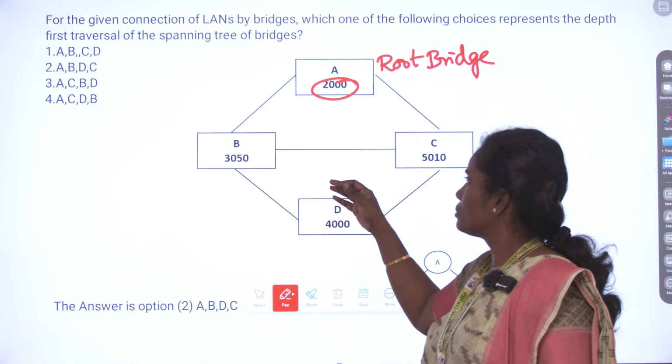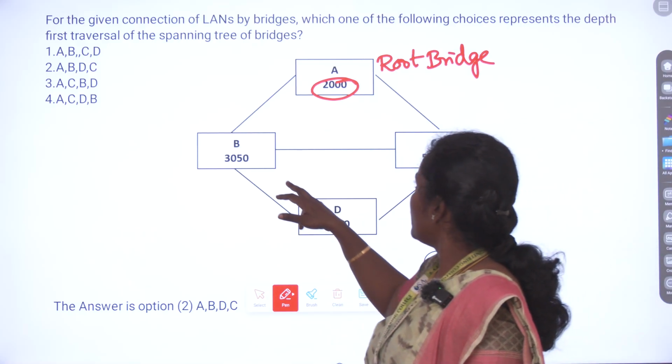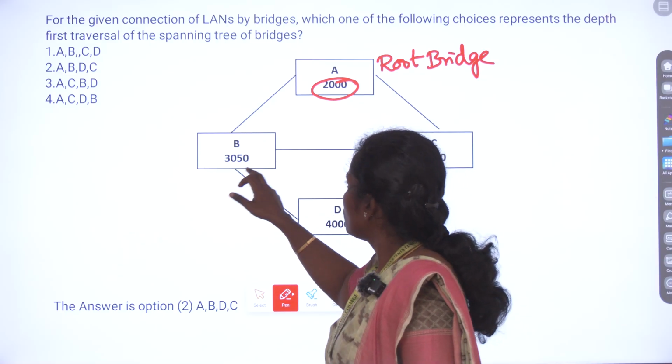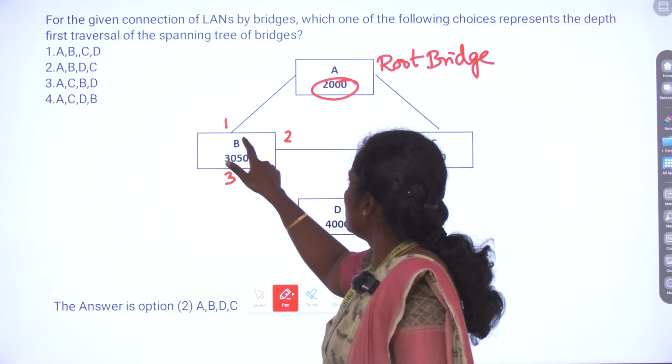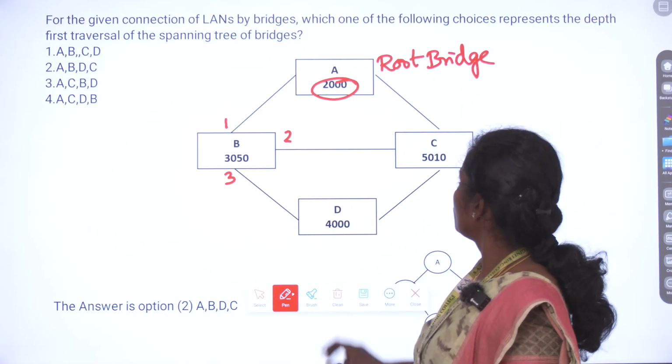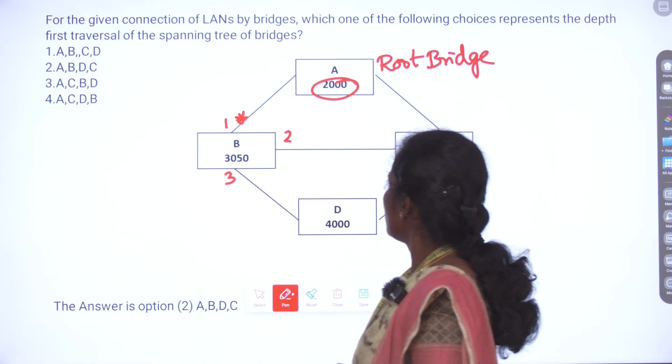Once the root bridge is chosen, based on this we will calculate the root port. The root port is identified by the port closest to the root bridge. In this bridge we have port 1, port 2, port 3. Which port is closest to the root bridge? Here port 1 is closest to the root bridge, so I mark this as the root port.